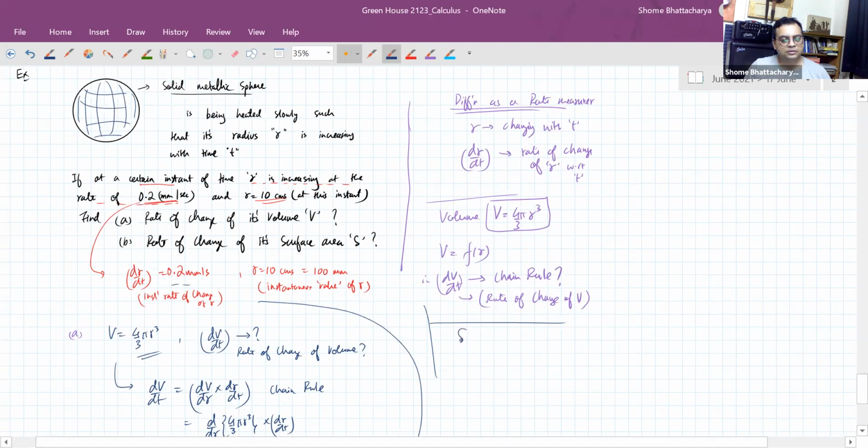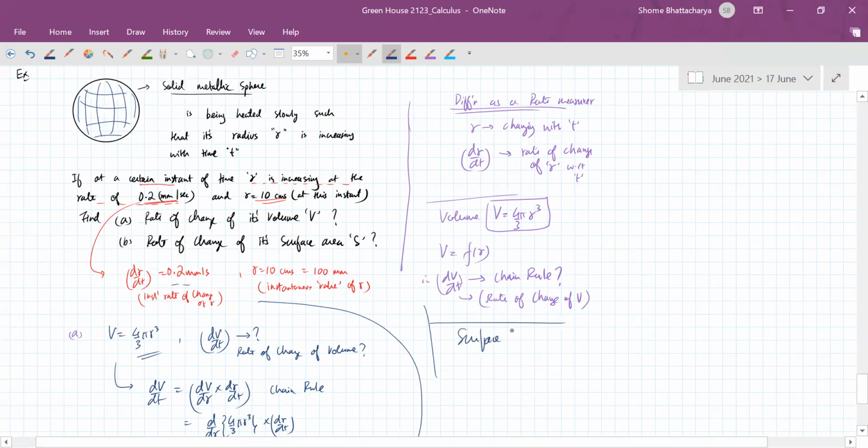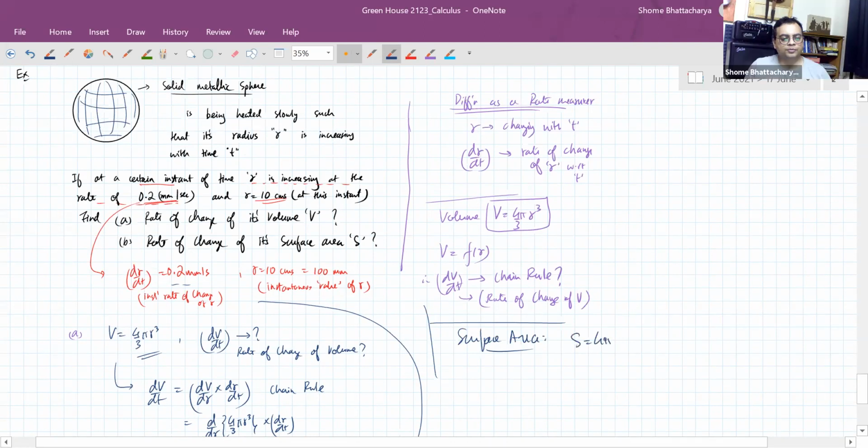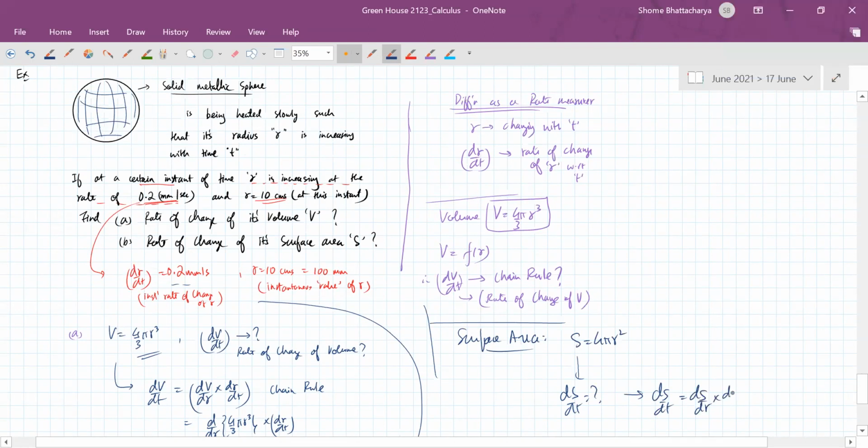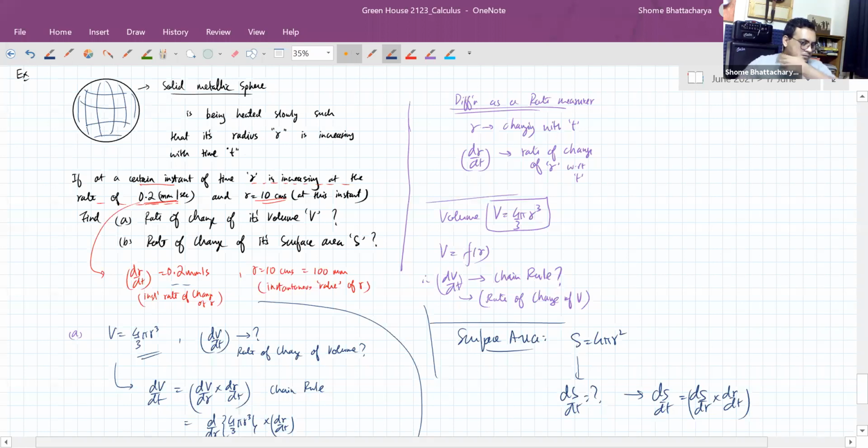4 pi r square. Very good, that's correct. S is equal to 4 pi r square. So again for ds by dt, I want to find this out. So I'll write ds by dt by chain rule as ds by dr into dr by dt. And then I'll use the same method.